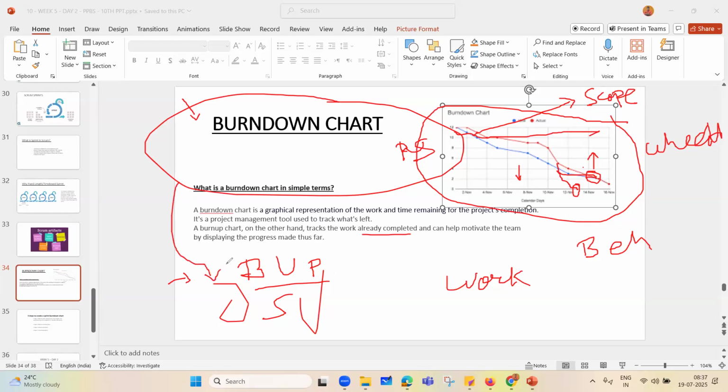Understood where you are going to use the burn down chart? Yes. So are you going to use the burn down chart at sprint level, weekly, monthly, or daily?